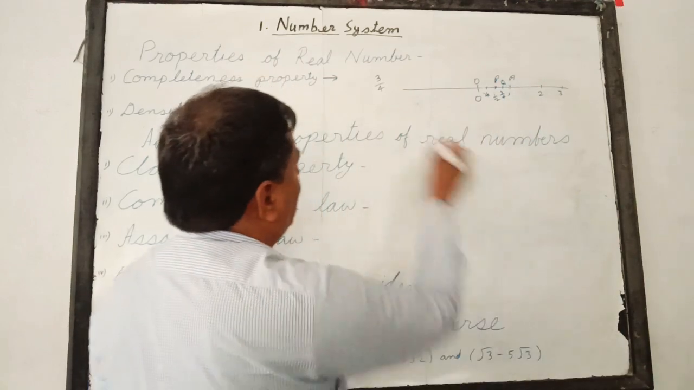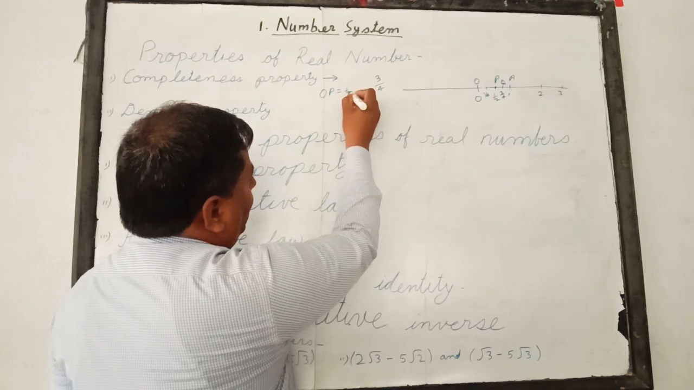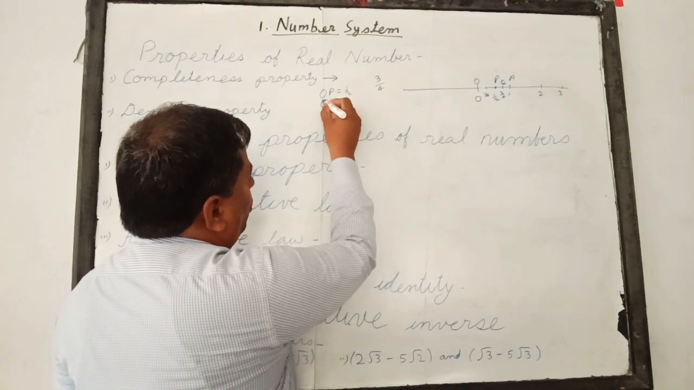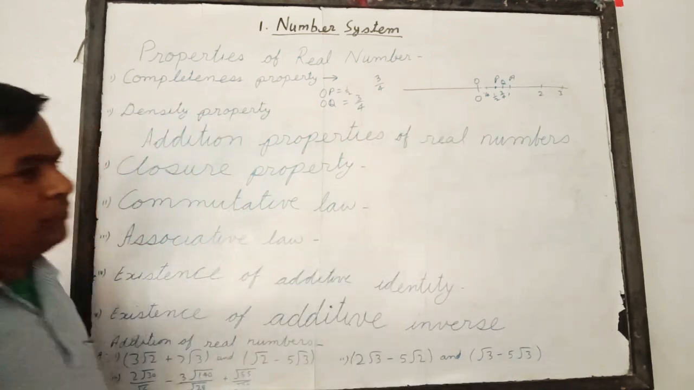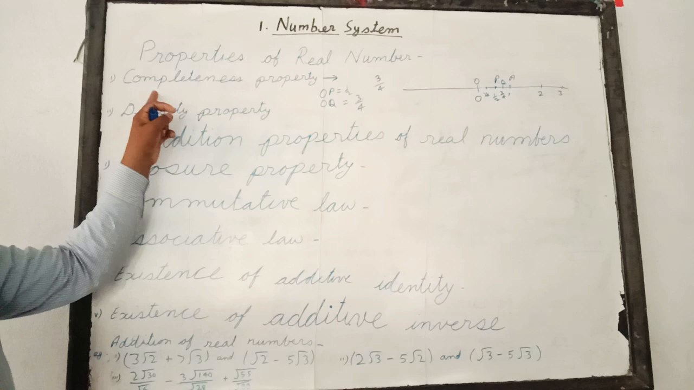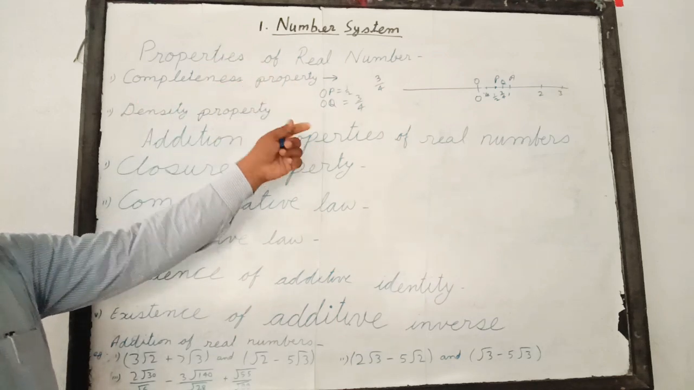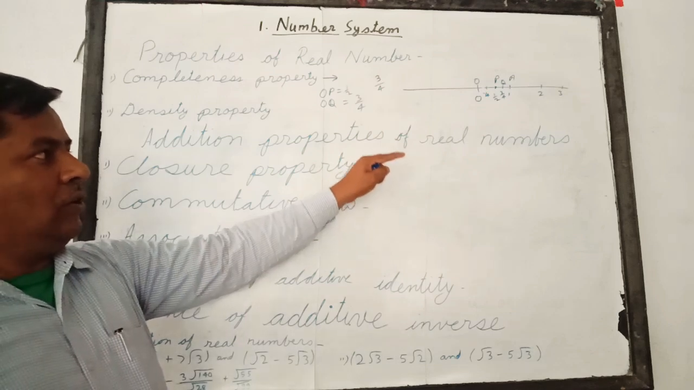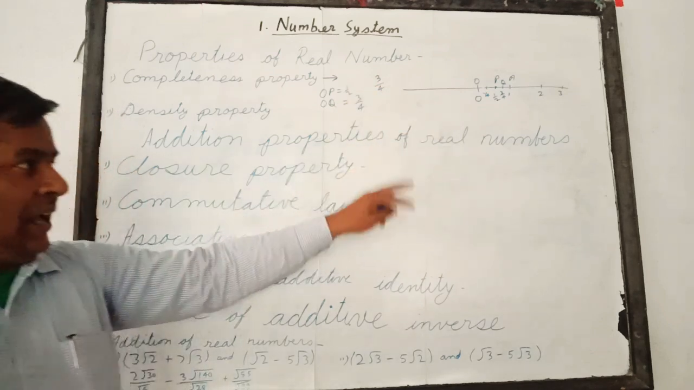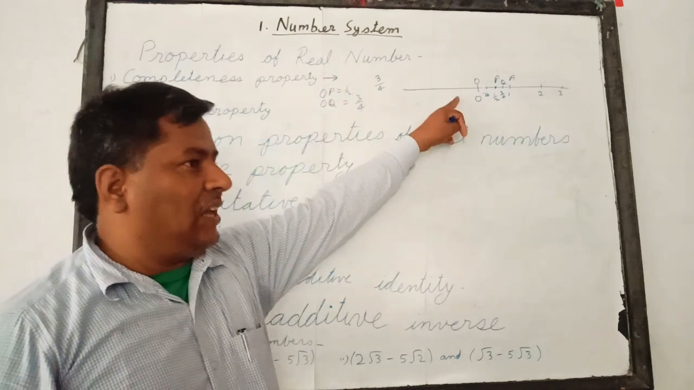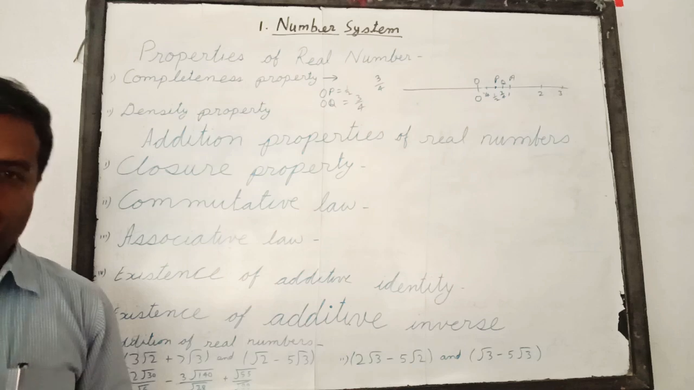So we can say that on the number line OP is equal to 1 by 2 and OQ is equal to 3 by 4. From this we get the completeness property: every real number can be represented on a real number line by a unique point, and each point on this line corresponds to a unique real number.